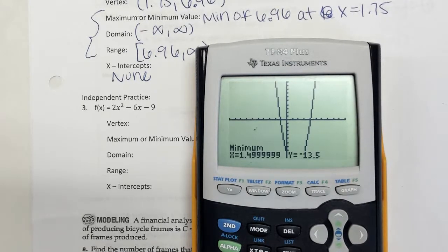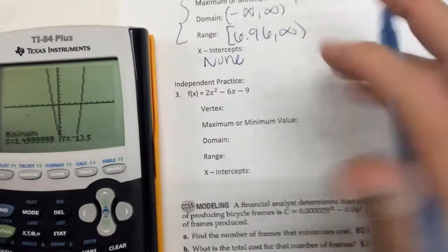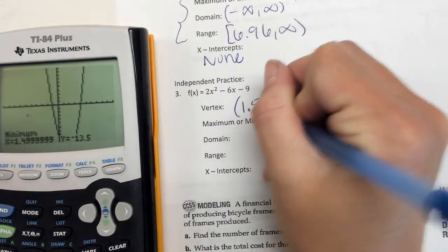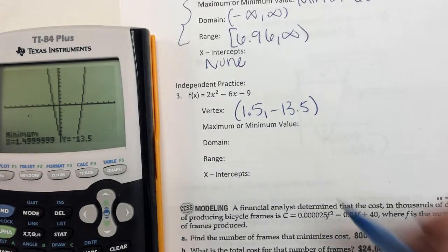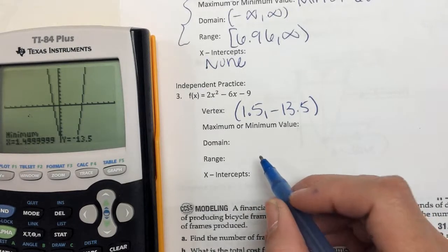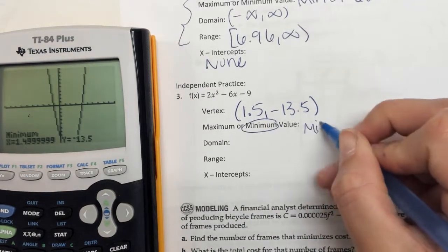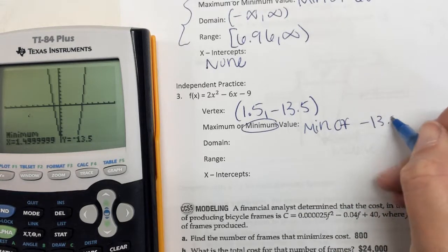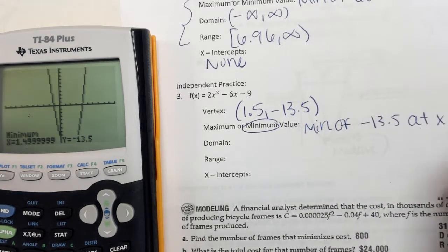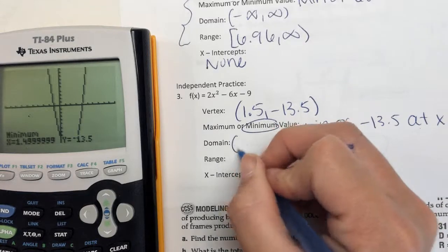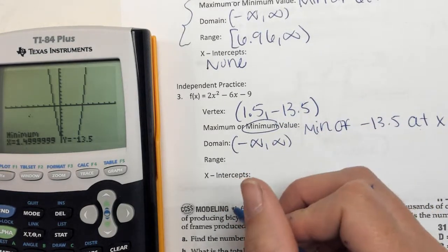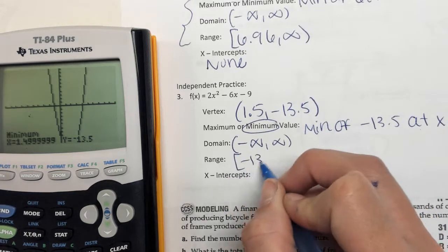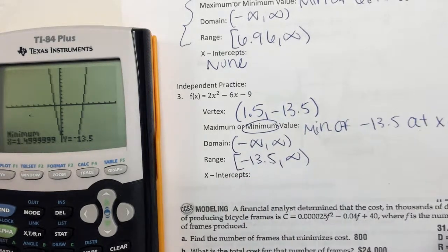So everybody should have got 1.5, negative 13.5 for their vertex. Did everybody get that part? Okay, so everybody's good with that. Alright, so Brandon, tell me, this one had a min or max? Of what? Negative 13.5. At? Good. Tell me the domain, Bryant. Negative infinity, infinity. Nikki, what's the range? Negative 13.5 to infinity. Good.